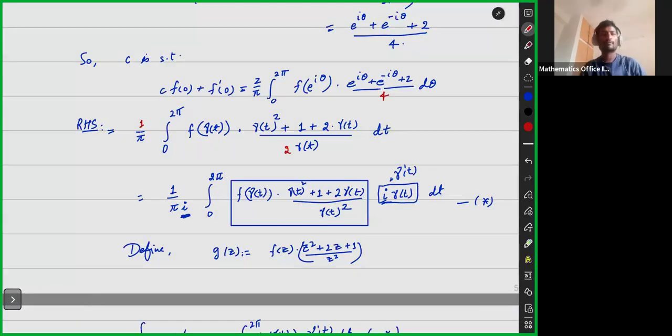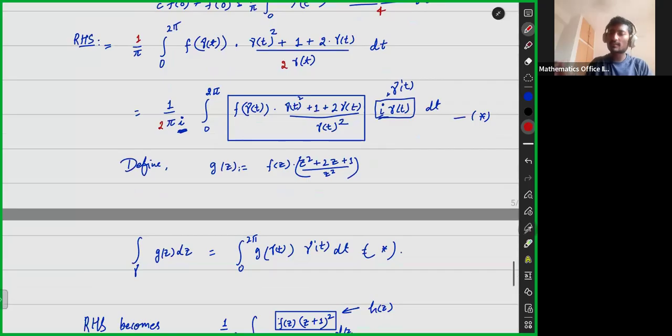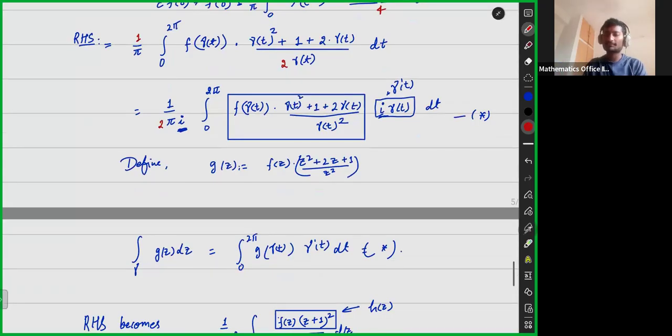Fine. So we were here. There were little mistakes, so we are just finding the error. So what are we going to do for this 2? The 2 is coming outside here, so there's no issue with that. RHS becomes 2 pi i into this thing.